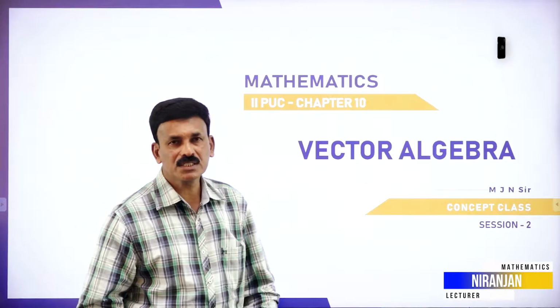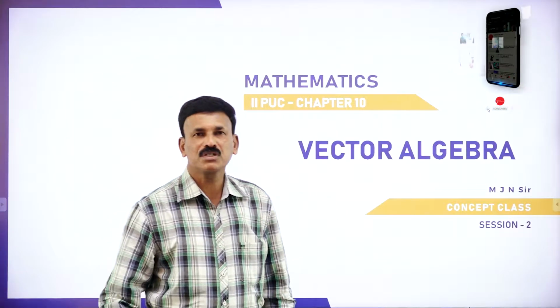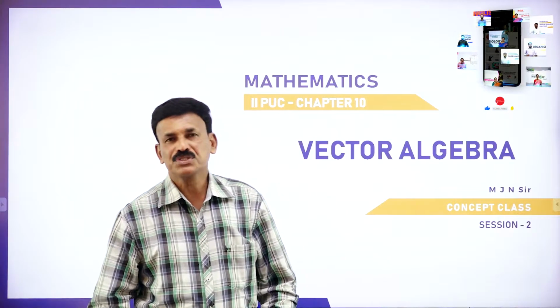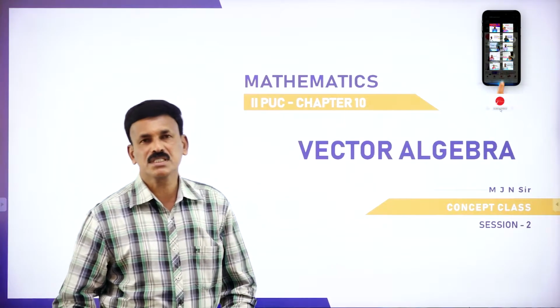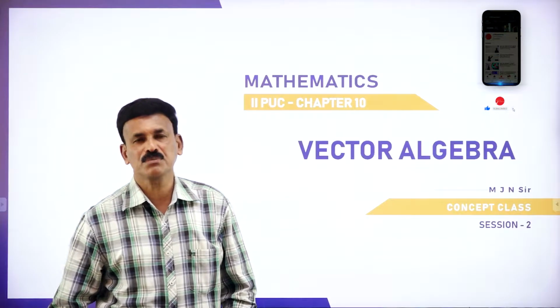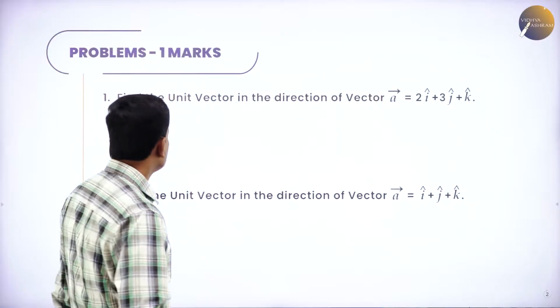In the previous class, we have discussed the definition of a vector, types of vectors and the position vector of a point. Now in this session, I am going to discuss the problems connected to the position vector as well as the unit vectors. Now let us come to the first problem.